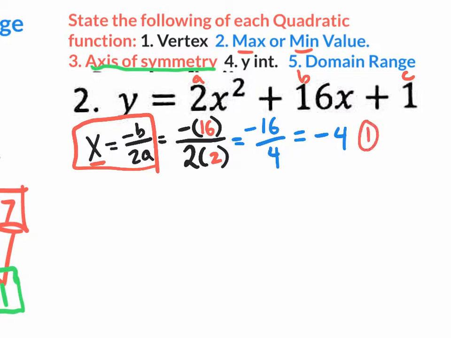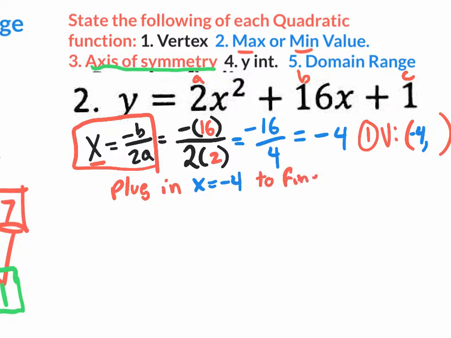So if you wanted to, your first answer, you could put v because we want to give the vertex as our answer. And the very first bit of information of this vertex is that the x value is negative 4. Now we still need the y value. How do I find the y value when I already have my x? Plug it in, right? What am I going to plug in? I'm going to plug in x equals negative 4 to find y. Okay, so I'm going to plug in x equals negative 4 into the original.